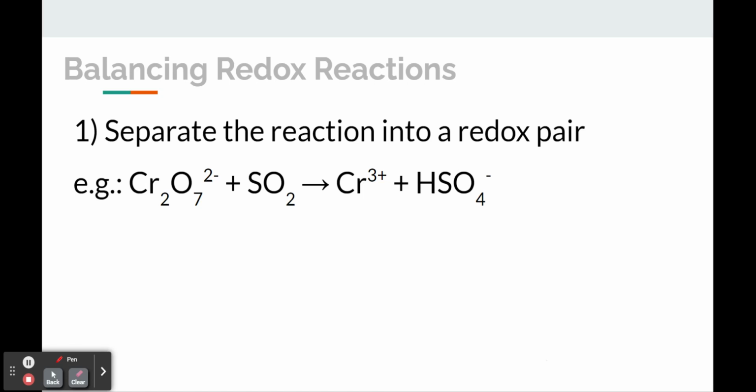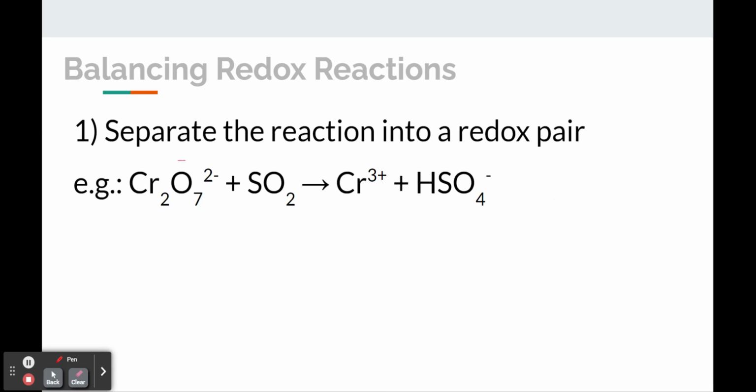So here's the first step. You take your reaction, which is often going to be presented to you as a net ionic reaction, and you separate the reaction into a redox pair. Separate the reduction out from the oxidation. Now, you can assign oxidation numbers if you want to, and let's just do that.